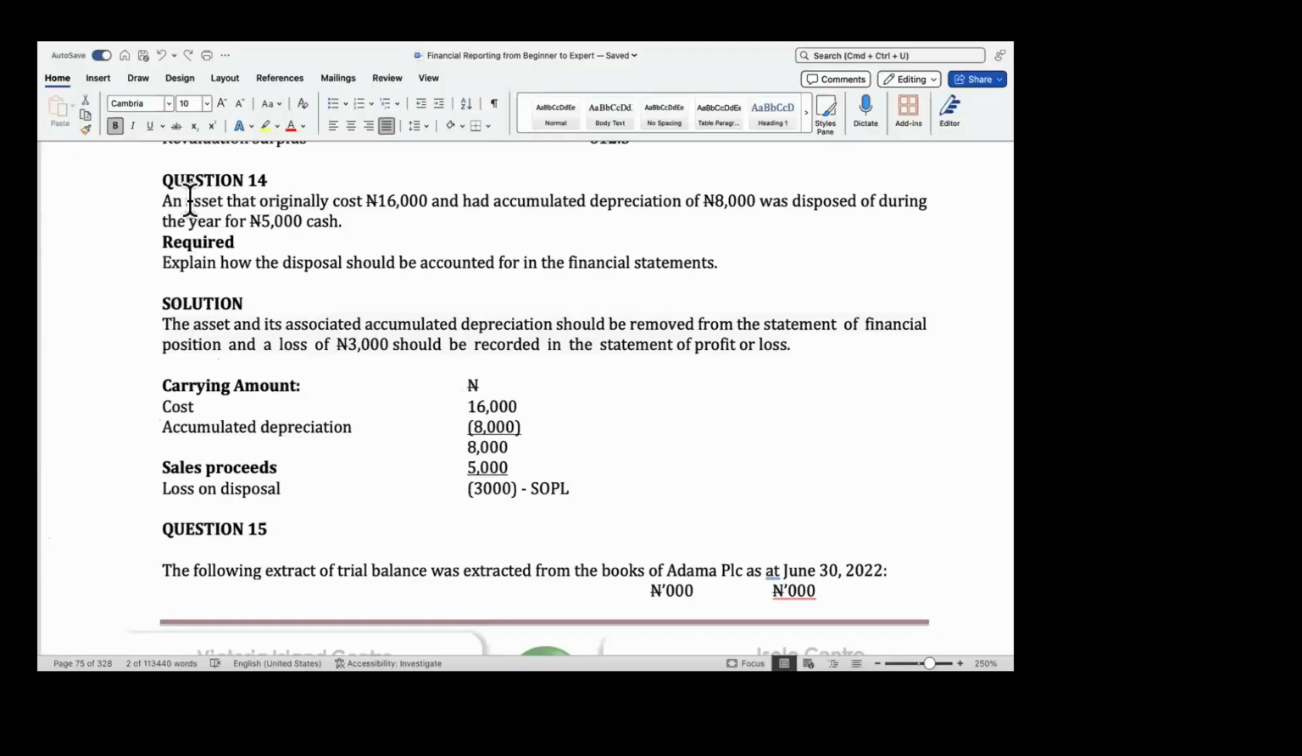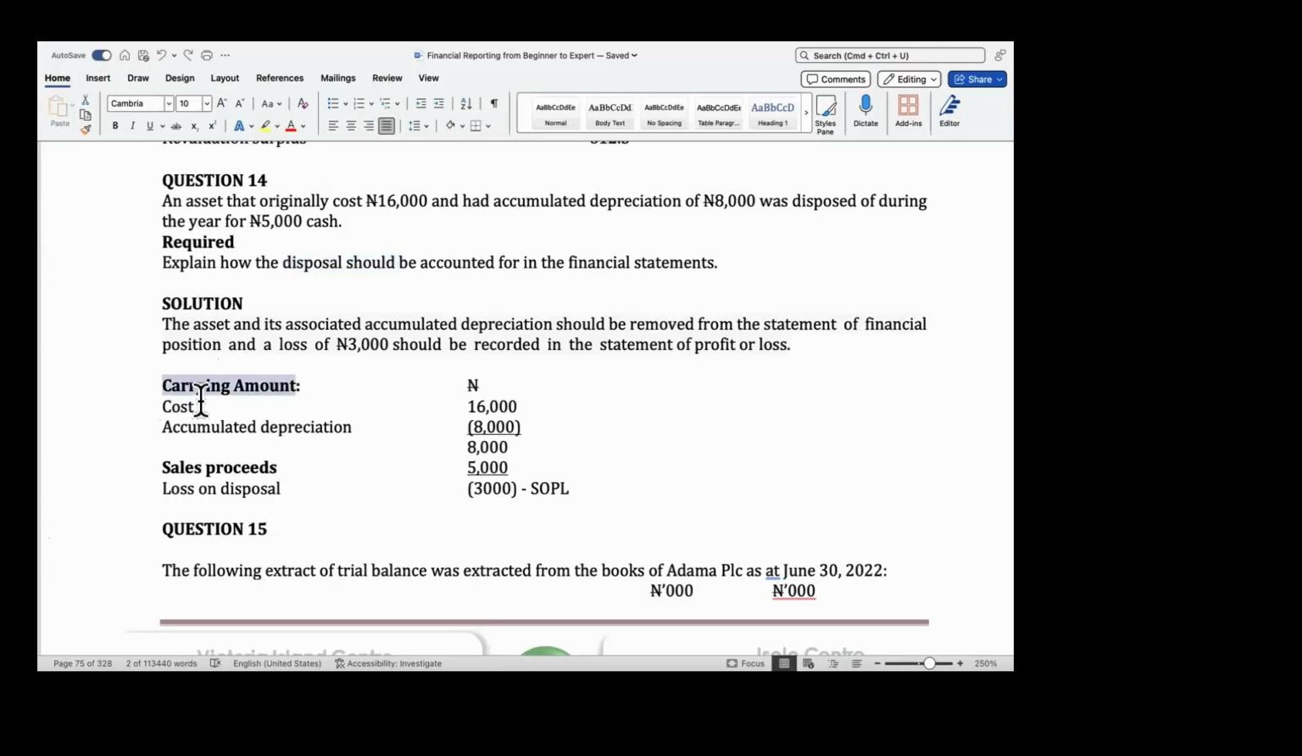let's solve question 14. It says, an asset that originally cost 16,000 and had an accumulated depreciation of 8,000 was disposed of during the year for 5,000 naira cash. Explain how the disposal should be accounted for in the financial statements. Whenever there is disposal, all you need to do is calculate profit or loss on disposal. This is done by comparing the carrying amount with the sales proceeds.